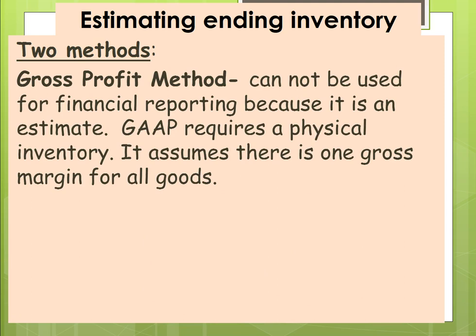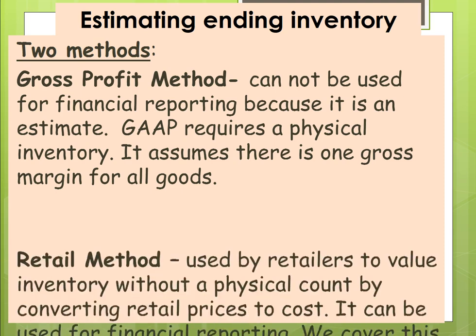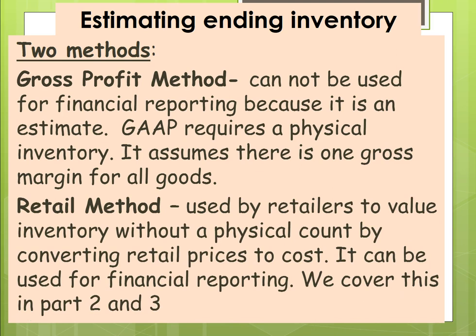We'll look at these. There's the gross profit method, and again, this can be used for financial reporting because it's an estimate, but GAAP requires a physical inventory, because the problem with this method is it assumes that there is just an average gross margin for all goods, and we all know that markup is different for different products. Then there is the retail method. This would be used like for a Sears or a Nordstrom's. These are used by retailers to value inventory without a physical count by converting retail prices to cost. This can be used for financial reporting purposes, and we cover this in parts 2 and 3 of this presentation.